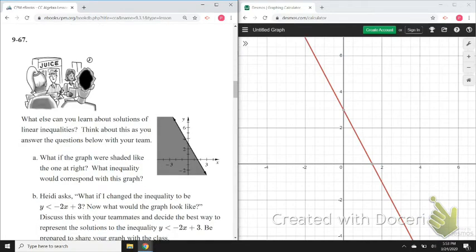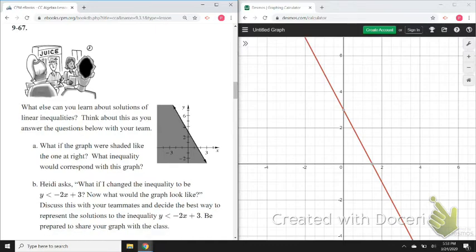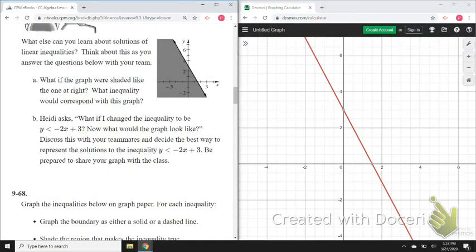9-67 says, what else can you learn about solutions of linear inequalities? Think about this as you answer the questions below with your team. Again, you won't have a team. So what if it's shaded like this right here? What if it's shaded like this problem? What inequality would correspond to this graph?